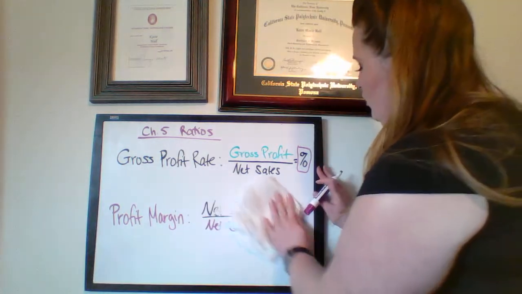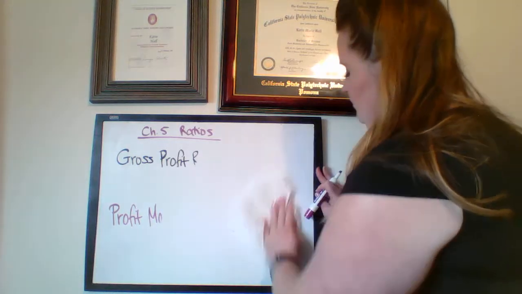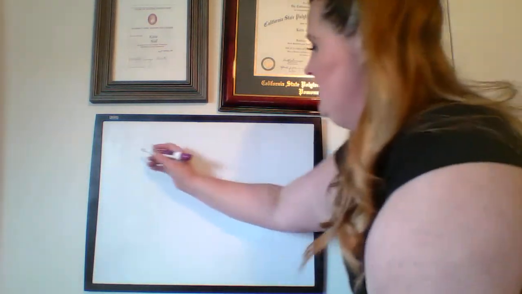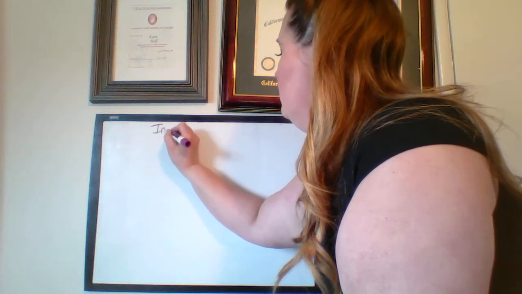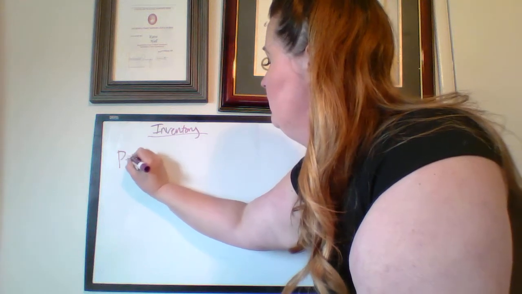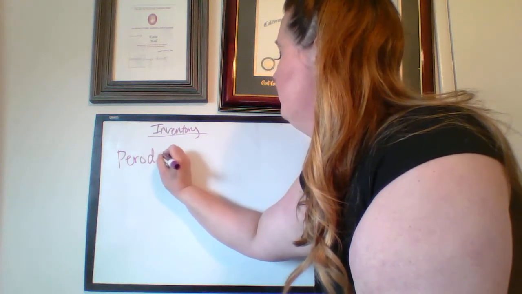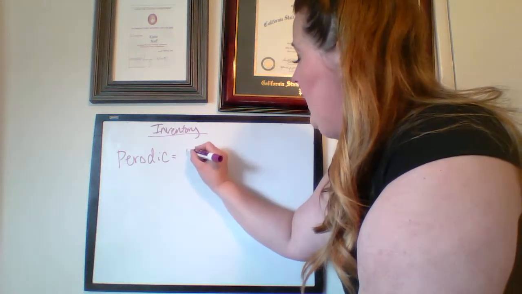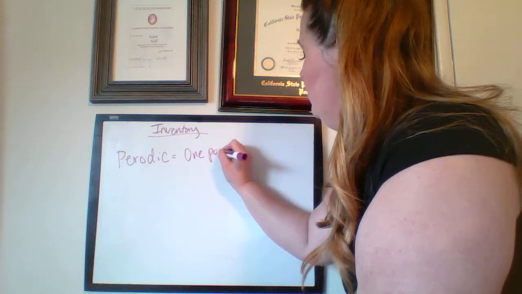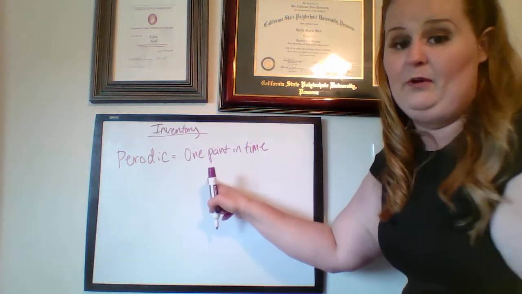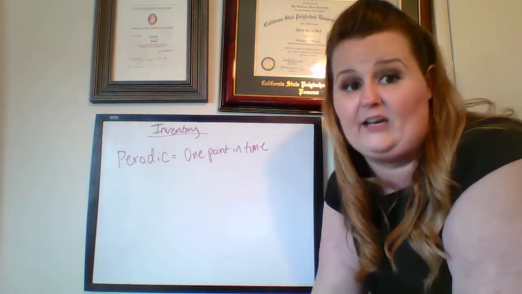So let's just erase this real quick. Inventory. So if we were to look at this, for inventory we have periodic, which, if you know what a period means, basically means to take inventory at one point in time. Another name for periodic would also be cycle count inventory.